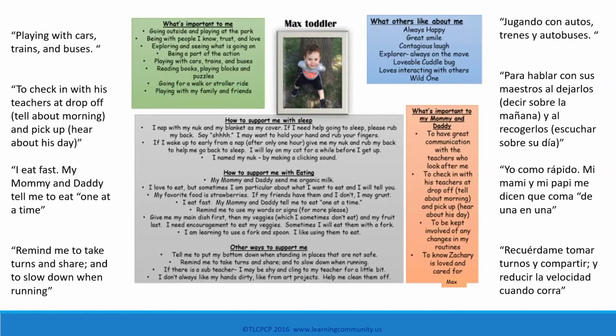He eats fast, so mom and dad need to tell him, eat one at a time. Rather than putting 2 or 3 things in his mouth, mom and dad remind him, just eat one at a time. That helps with the eating. And to best support him, he needs a little bit of reminders to take turns and share and to slow down when running. We don't want Maxwell to get hurt. So those are the ways that we can support him. We've got what's important to Maxwell, things that people like and admire about him, and how to best support him.